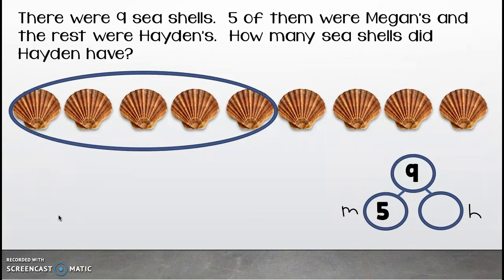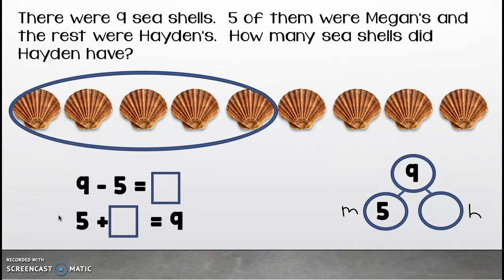Now my good drawing sets it up nicely. But I need to think in my brain, did I think, well, there were 9 seashells and Megan had 5 of them, so I'm going to subtract 5 and that will get me my other part? Or did you think, well, Megan had 5 and if I add some more, I'm going to equal 9 seashells altogether? See, you can use counting back or counting on to find the good answer.